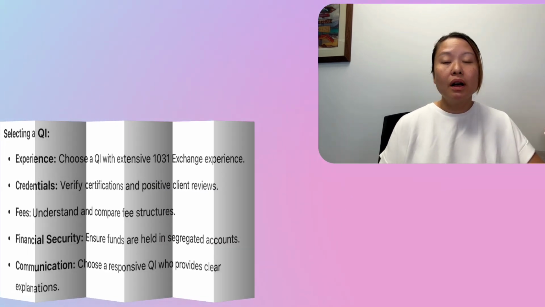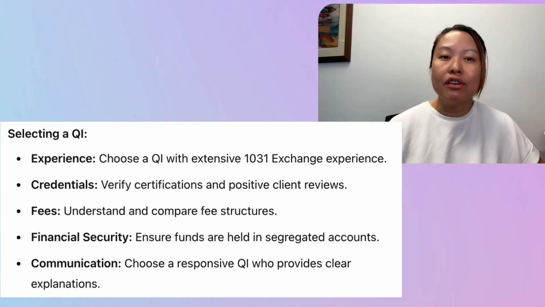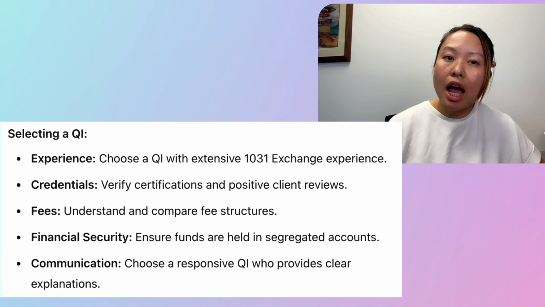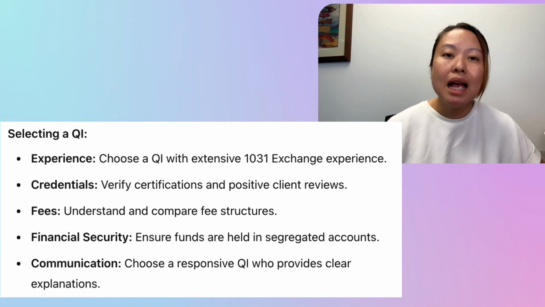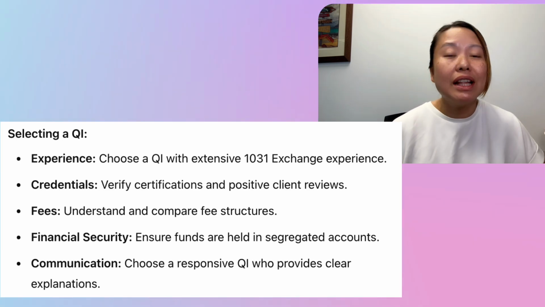How to select and work with a qualified intermediary? Choosing the right QI is critical to the success of your 1031 exchange. Here are some steps and tips on how to select and work effectively with a QI. First of all, you want to evaluate experience and expertise. Look for a QI with extensive experience in handling 1031 exchanges. They should have a thorough understanding of IRS regulations and the complexity of the exchange process. Second, choose a QI who has facilitated numerous exchanges, particularly those similar to your transaction type. For example, if it is commercial property or rental properties.